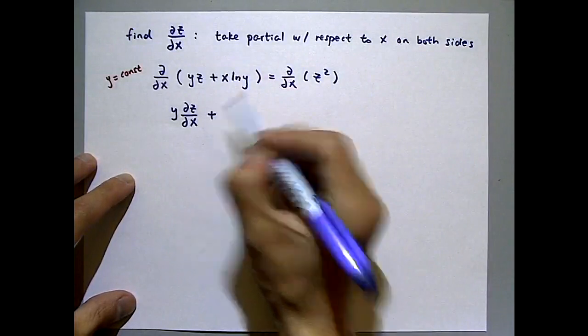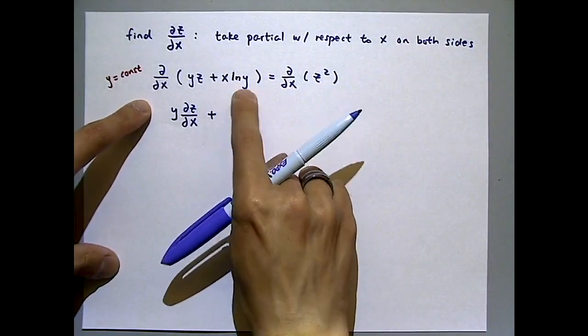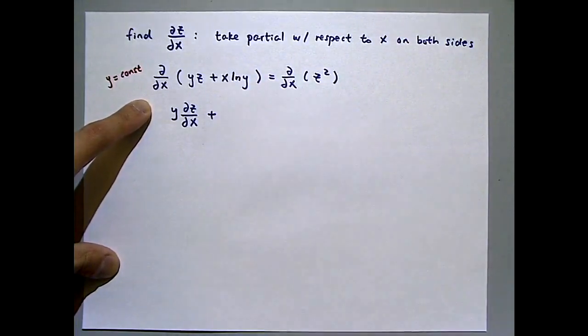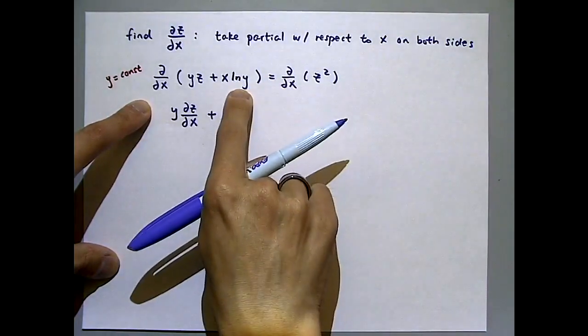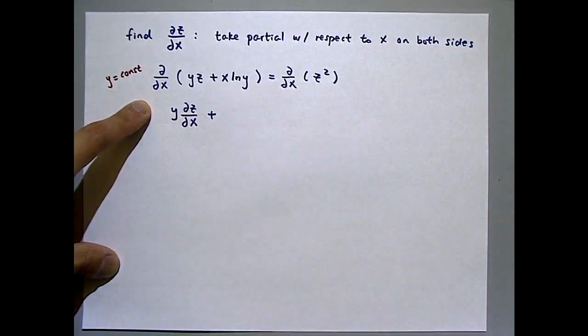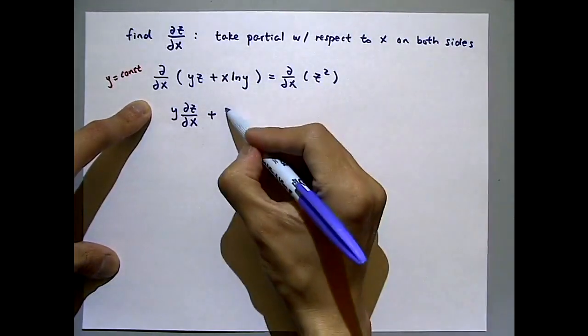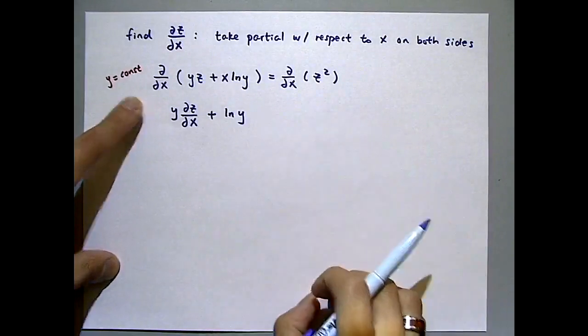Now same thing here. Second group here, when I take the partial derivative with respect to x, y is a constant. So this is a constant. This is no different than 2x. Derivative of 2x is 2. Derivative of constant times x is constant. Right? So simply the constant natural log of y.